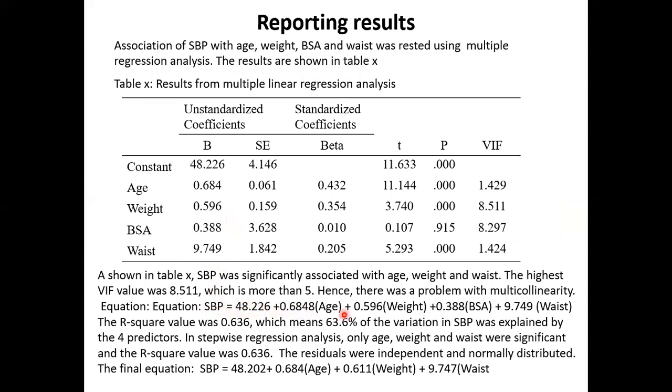This was the original equation, but the assumption of multicollinearity was not met, there was a problem. Then we did the stepwise. That's the final equation. So you can see the equation changes here. When you drop one variable, the coefficients will change. Not major, very minor, because BSA does not contribute much. But still, we must show the original model. The original model still has the BSA, and I'm telling there is a problem.